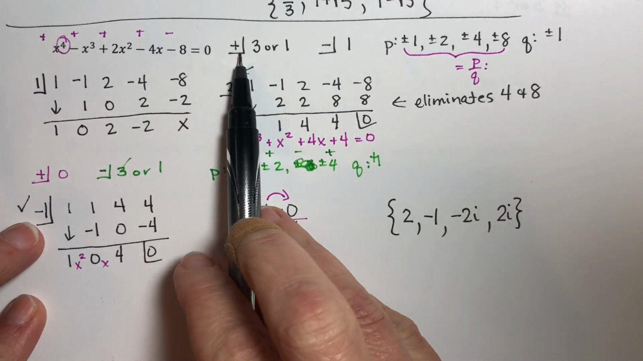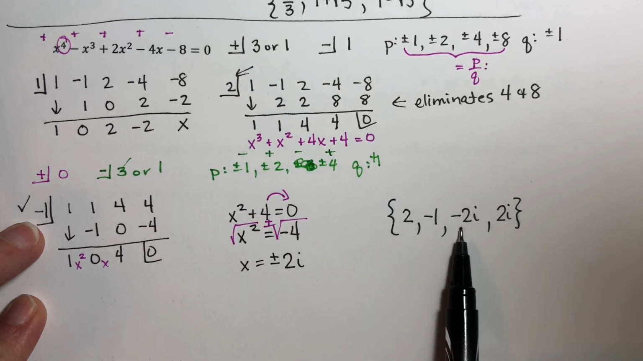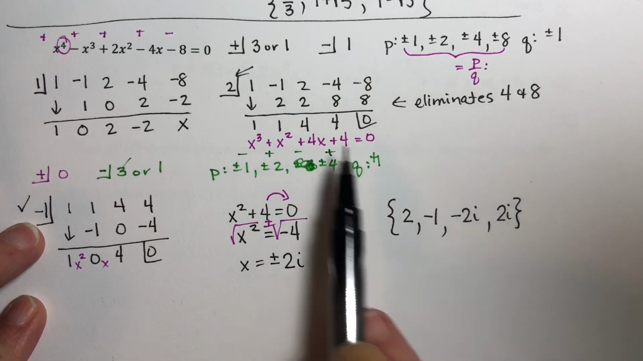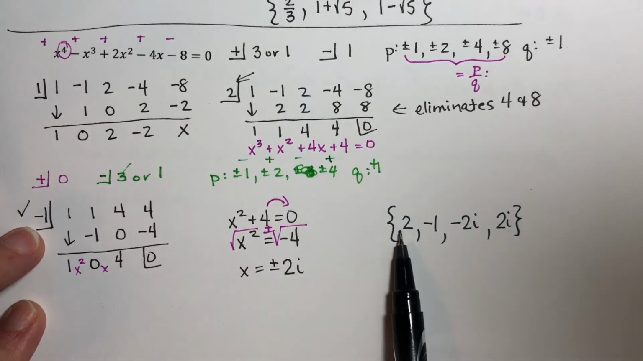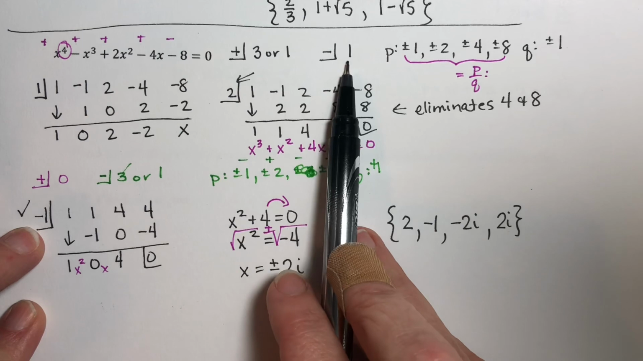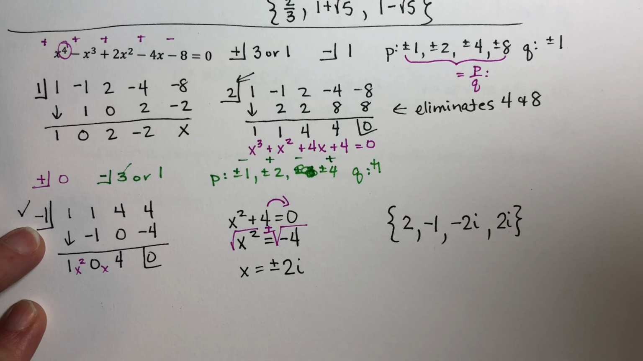Descartes' rule of signs only gives you the number of possible real solutions, so it did not include these 2. I knew I'd either have 3 or 1 positive solutions. I have 1. I knew I would have 1 negative real solution. I have one of those. Okay, so this is our overall solution.